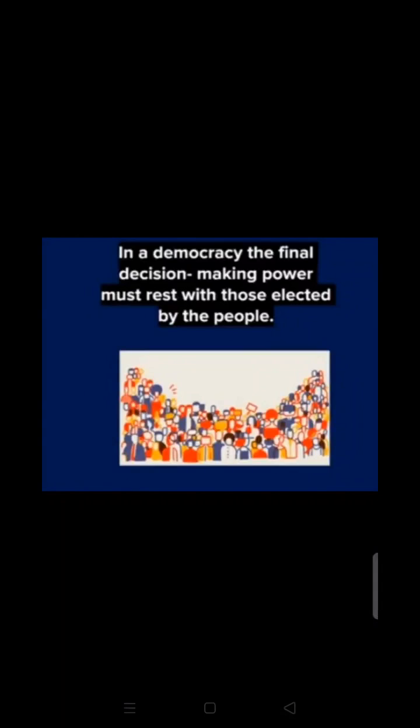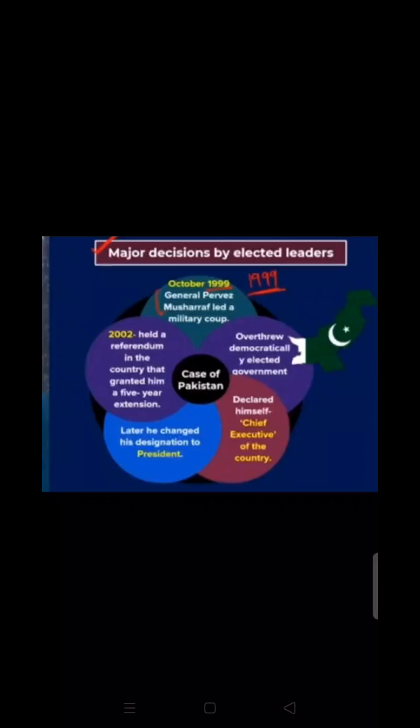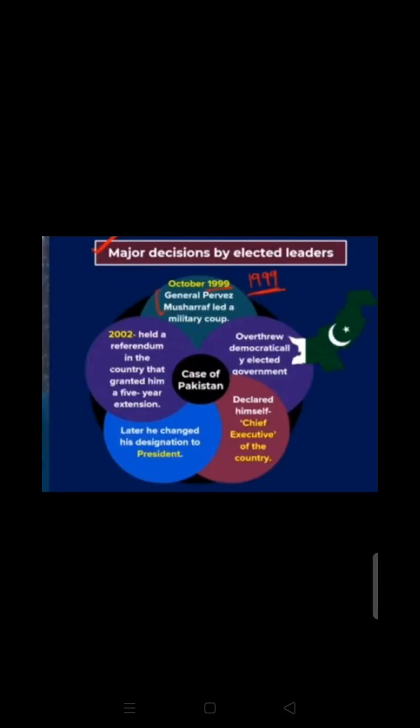The first feature of democracy is, in a democracy, the final decision making power must rest with those who are elected by the people, and this we will make clear with the example of the Pakistan government. In Pakistan, General Pervez Musharraf led a military coup in October 1999. So he overthrew the democratically elected government and declared himself the chief executive of the country.